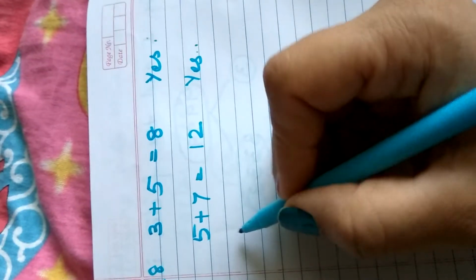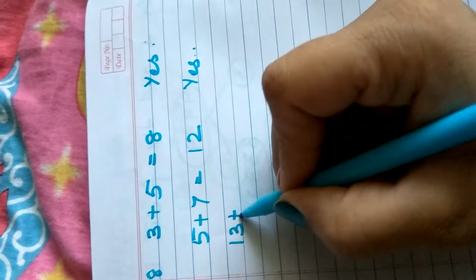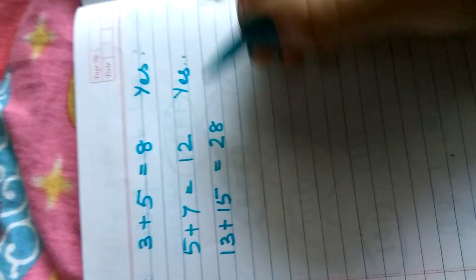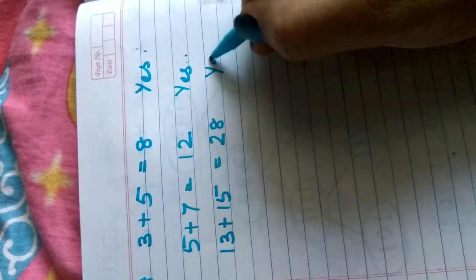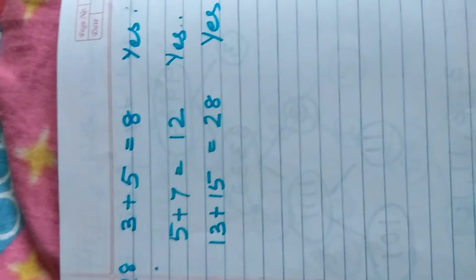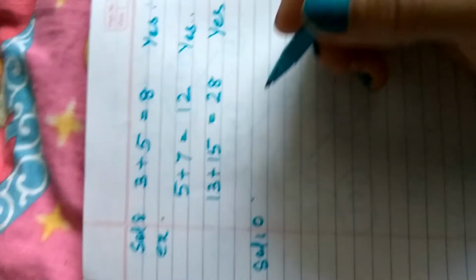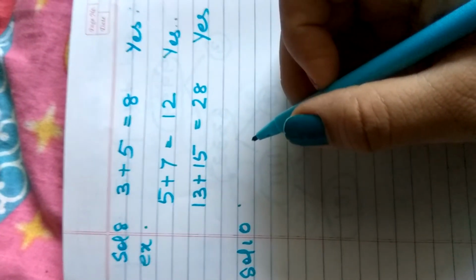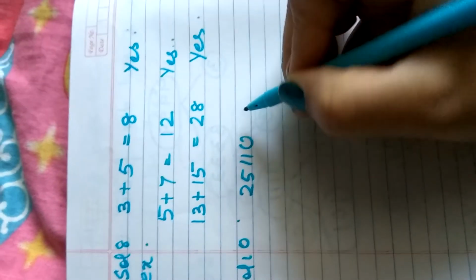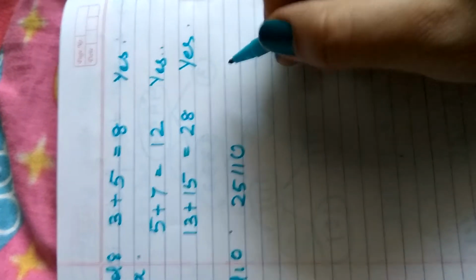Let us take some bigger numbers. 13 plus 15, so I get 28. Divide by 4. 4 sevens are 28. Yes. So we can give some examples like this to prove the statement. Now solution number 10 I am giving you. Determine if 25110 is divisible by 45.